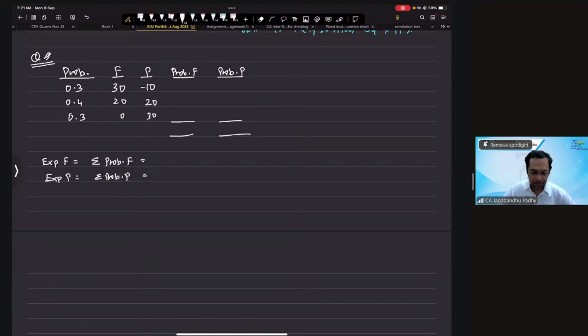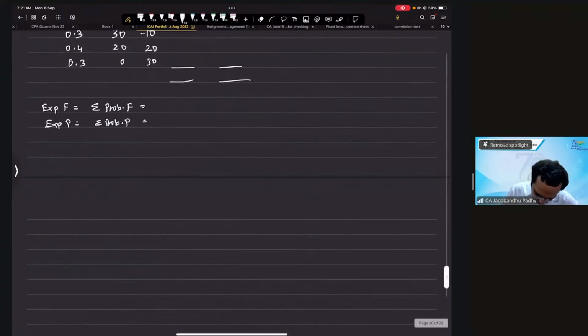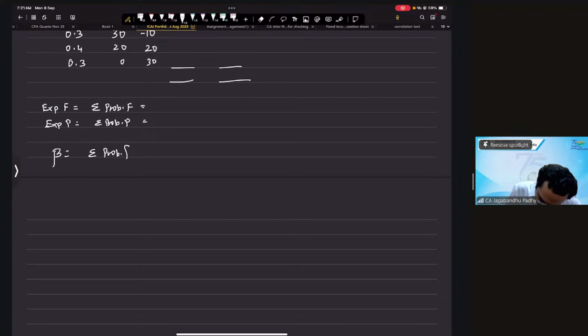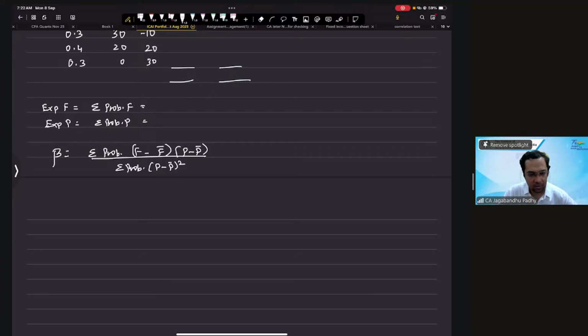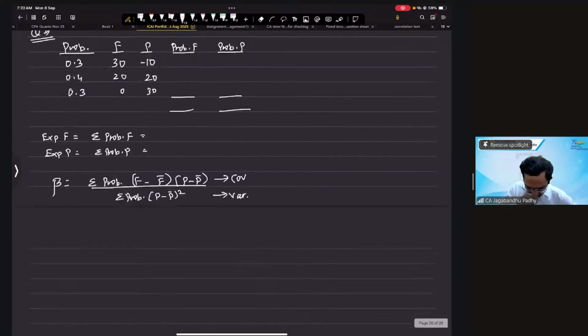Once we have got them, since we want the value of beta, it is going to be summation of probability into F minus F bar, into market portfolio return minus P bar, upon summation of probability into P minus P bar square, which is nothing but the variance part. So covariance upon variance.